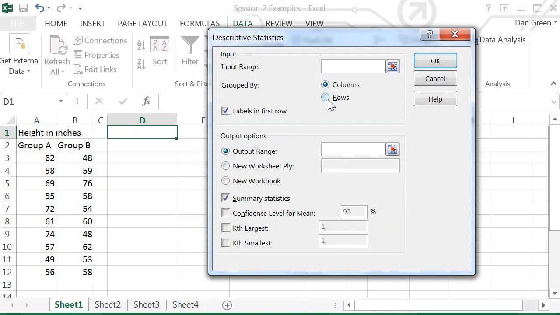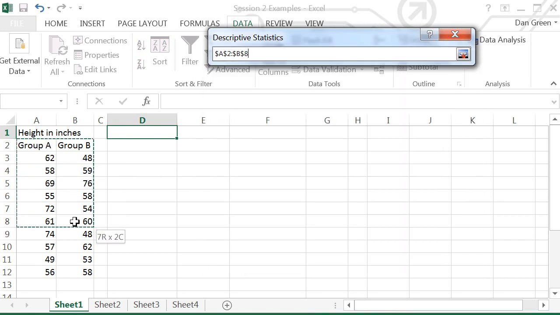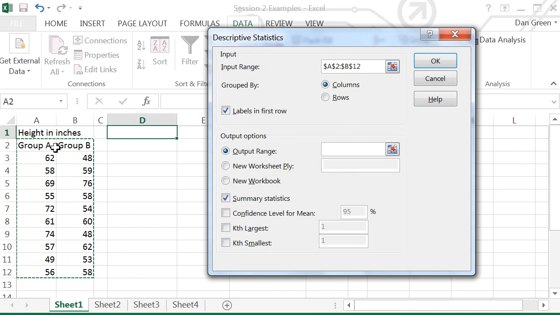and we're going to click in that input range, and you're just going to drag over your data, including the two column headings, and then make sure you check labels in the first row, because those are our two group labels. Click output range, and then click in that box, and you are just going to click the upper left hand corner of where you want your output to be, and then make sure that you have the summary statistics box checked, and then click OK.